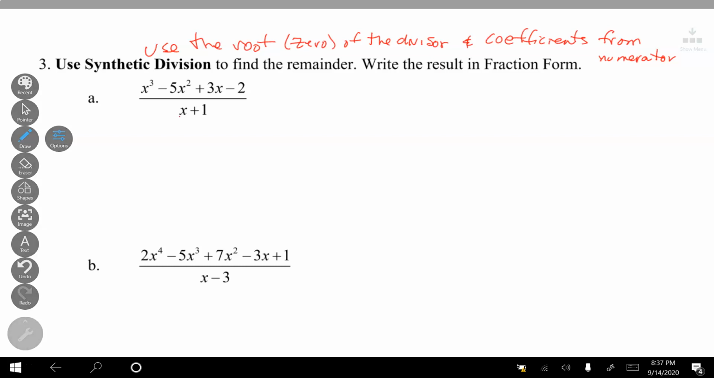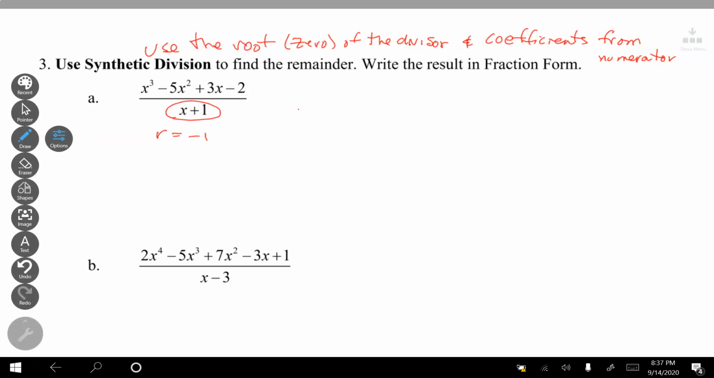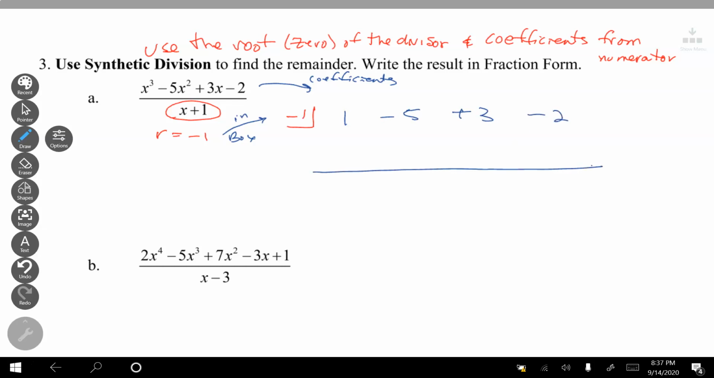So the first thing I have to do is look at the divisor, and the 0 or the root of this is negative 1. And I'm going to put that inside the box. Goes inside the box. And then I'm going to take all these coefficients and write them out. 1, negative 5, positive 3, negative 2. Those are my coefficients. Okay, they stand for x cubed, x squared, x, and the constant term.